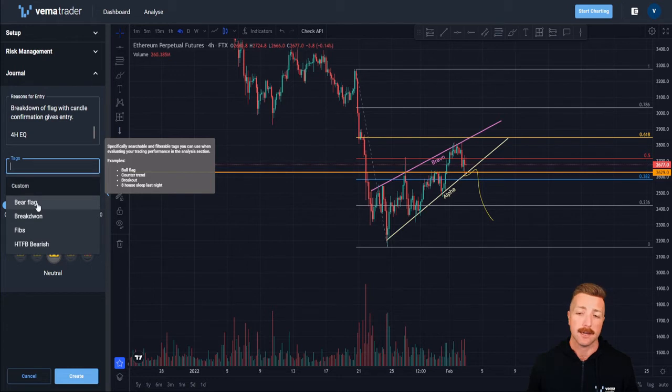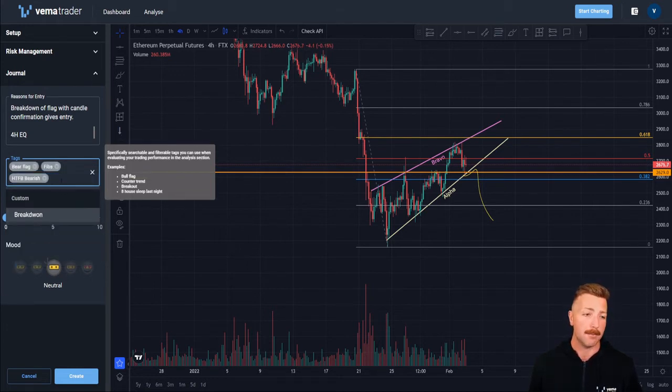So the tags I would use here are bear flag, because we had that. We've got the fib levels, we've got my high time frame bias being bearish. I spelt breakdown wrong there, so we'll ignore that one. We've also got that 4-hour EQ.